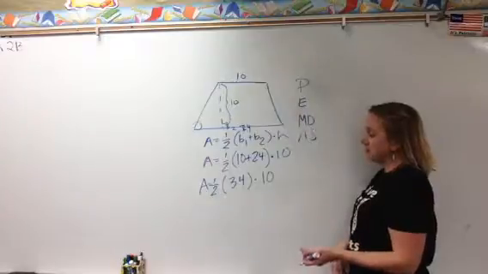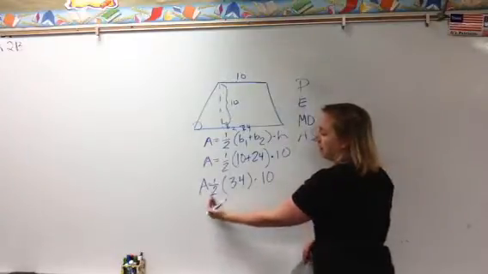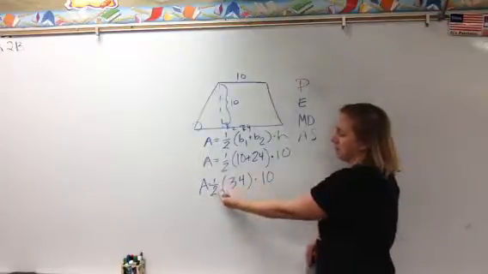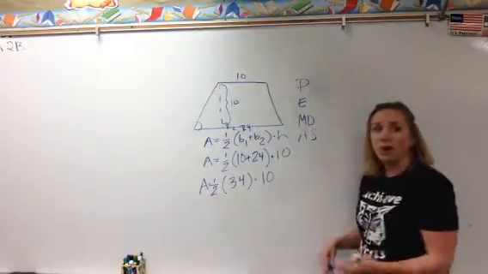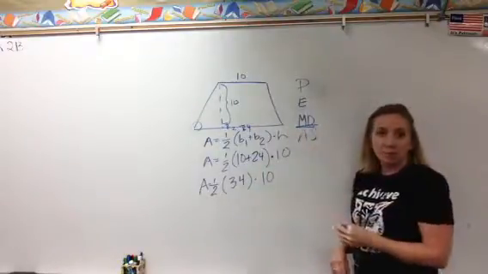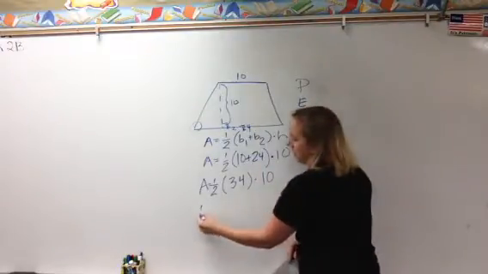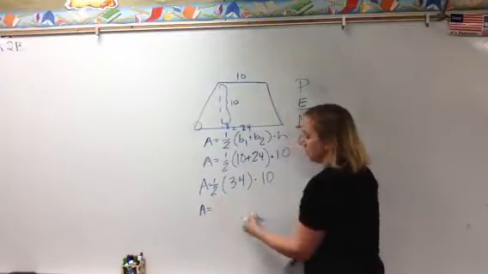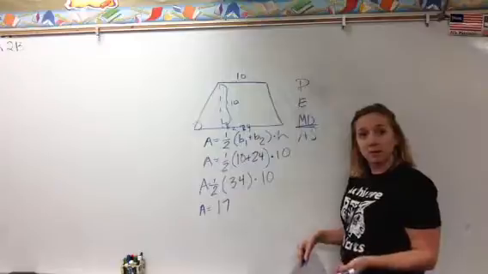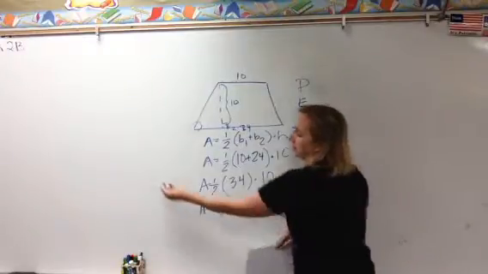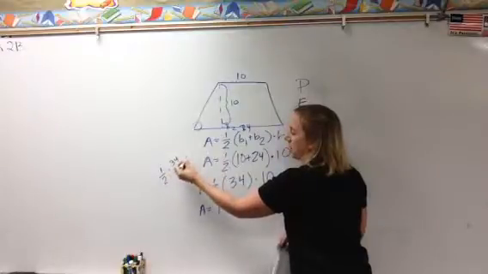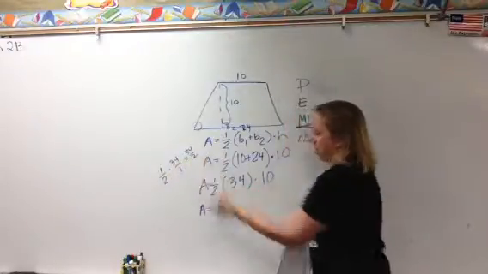The next thing we need to do is multiply left to right. Now we have multiplication here and we have multiplication here, 1/2 of 34. We're going to just move from left to right because they are considered equal operations. So 1/2 of 34 is 17. Again, I could have said 34 divided by 2, or I could have written it as a fraction, 1/2 times 34 over 1, and simplified it that way.